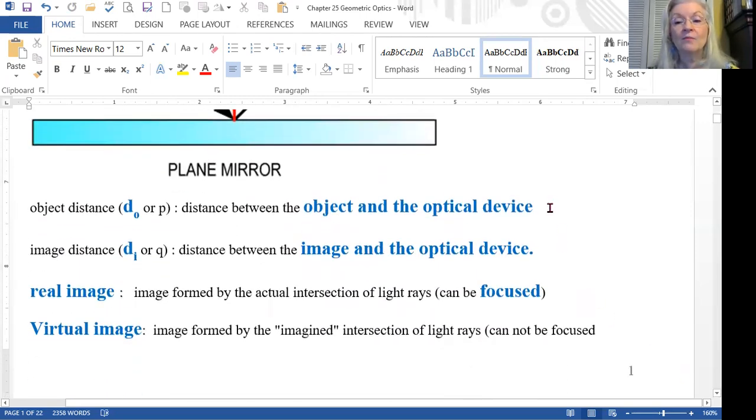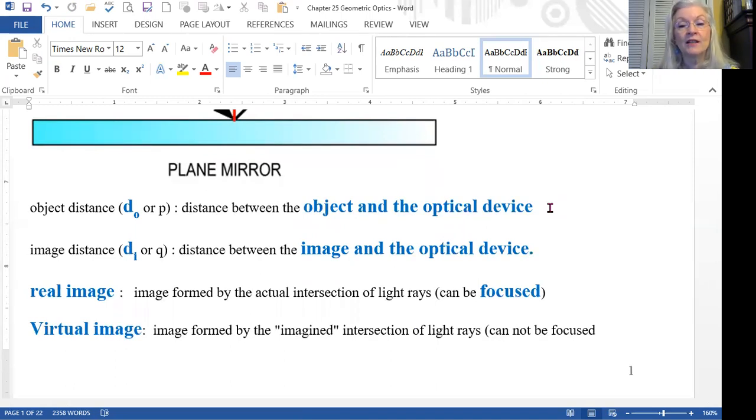We also have some distances to describe. You have the object distance. We will symbolize it as d sub o. In old books, it was a lowercase p. This is the distance between the object and whatever optical device you're using, so whatever lens or mirror you have in place.